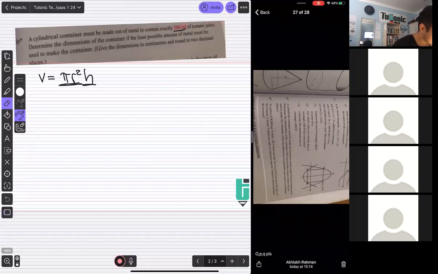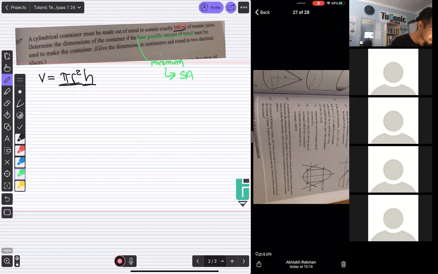Determine the dimensions of the container if the least possible amount of metal. So what does that mean, guys? In maths, least possible amount is a minimum, right? So you see how they're trying to use words here, but it's actually just maths. So it's the minimum. So they want you to work out the minimum surface area.